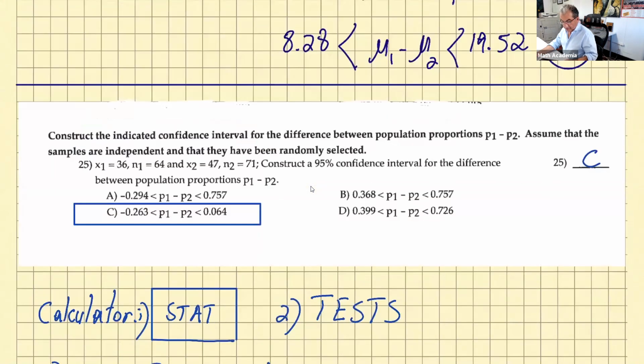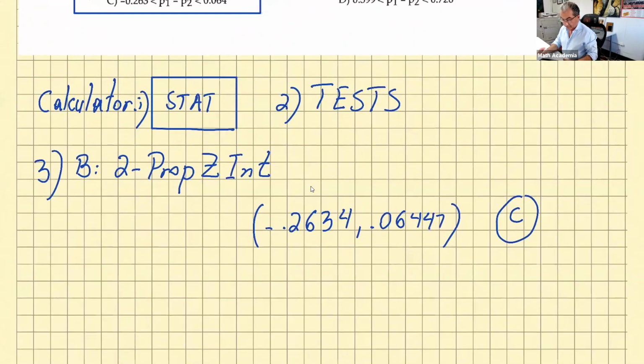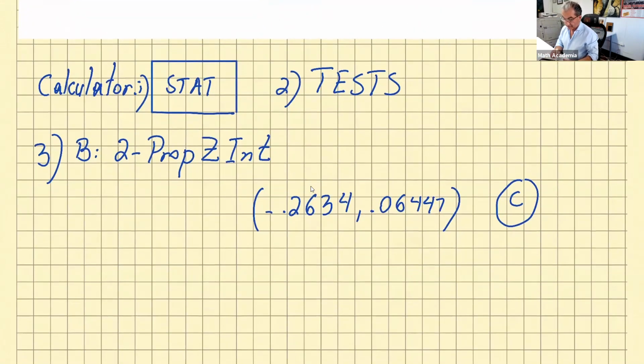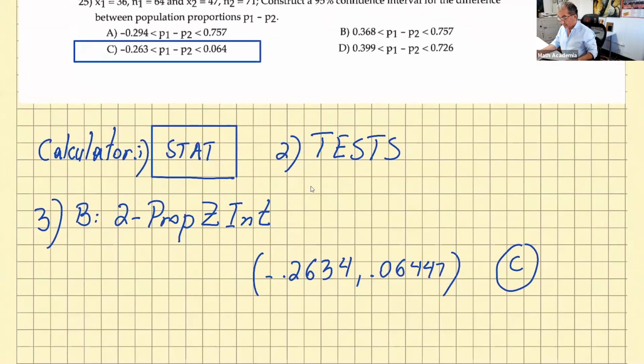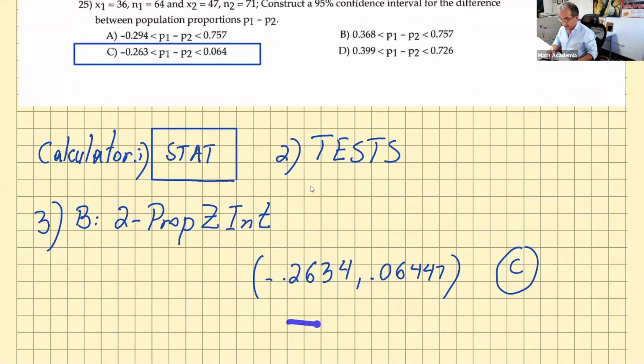Number 25 is just constructing the confidence interval for the difference of two population proportions. We did that above, so I just put the calculator command. Again, it's 2-PropZInt, and if you do that, C should be the answer. I did put the calculator answer here for you.